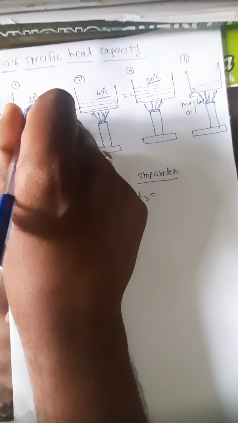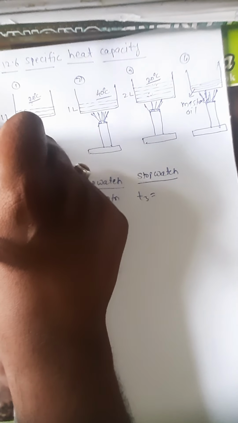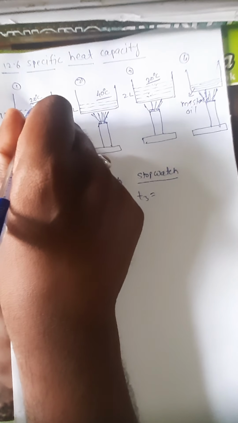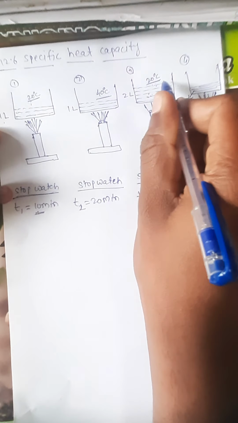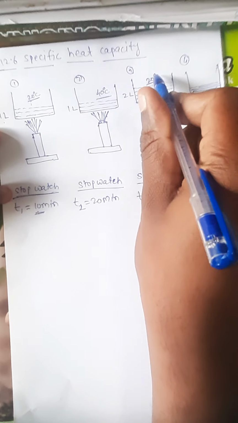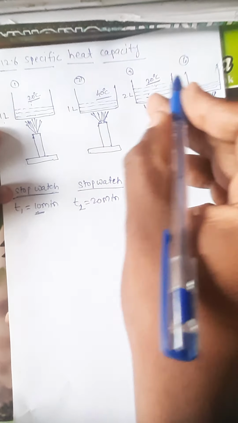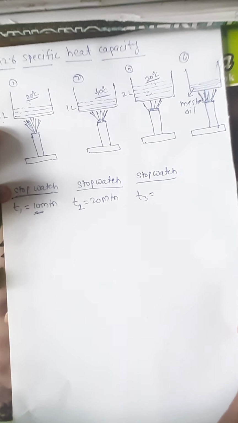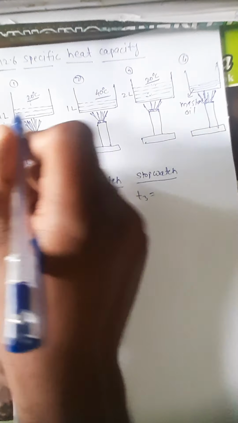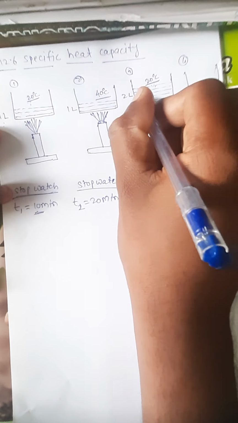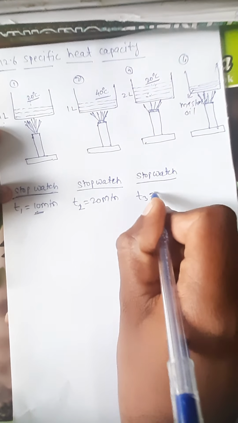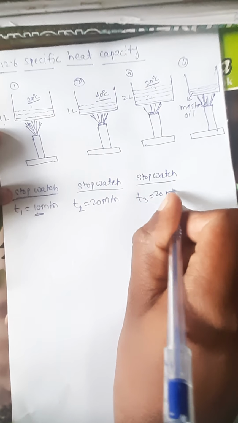In the first case the amount is 1 liter and the increase in temperature is 20 degrees Celsius. In the third case the amount is 2 liters and the increase in temperature is 20 degrees Celsius. Therefore the amount of heat required is double, and therefore the time required is also double, which means 20 minutes.